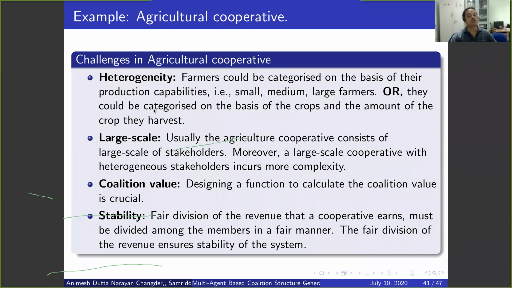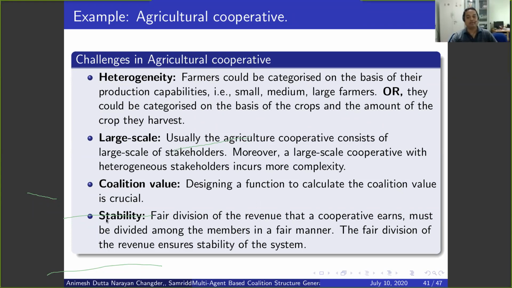Their land also is heterogeneous. The land of Jharkhand and the land of Haryana are different. Usually the agricultural cooperative consists of large scale stakeholders. Moreover, a large scale cooperative with heterogeneous stakeholders includes more complexity. Designing a function to calculate the coalition value is crucial, as I said at the beginning of today's discussion, that finding the coalition value, that characteristic function, is itself a crucial task.